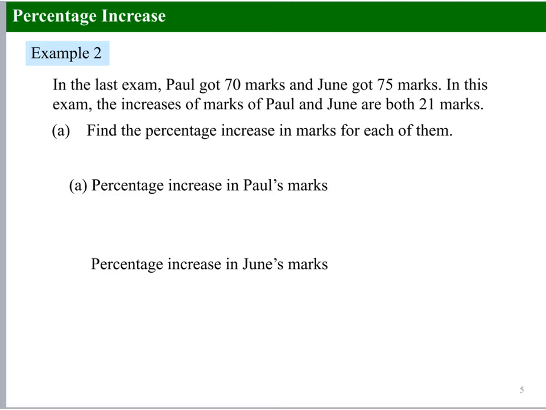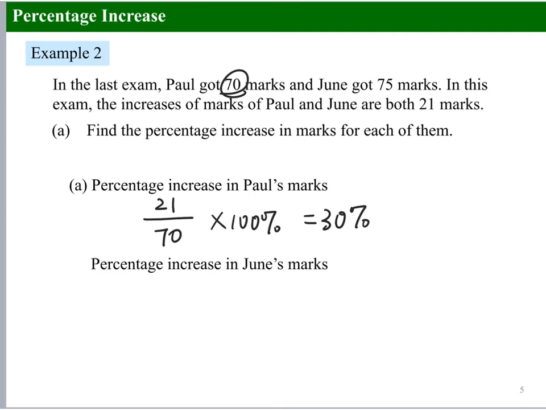Alright, in the second example, Paul got 70 marks and June got 75 marks. In this exam, the increase of marks of Paul and June are both 21 marks. Now we have to find the percentage increase in marks for each of them. For Paul, the increase is 21 and its original value is 70, times 100. So the percentage is 30%.